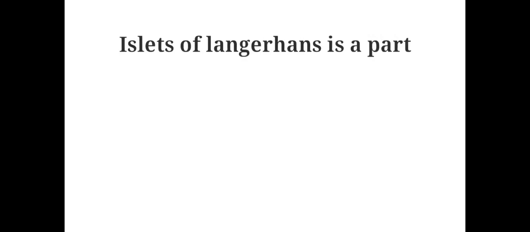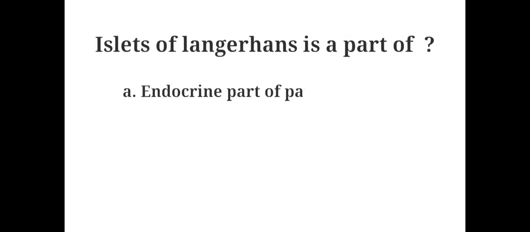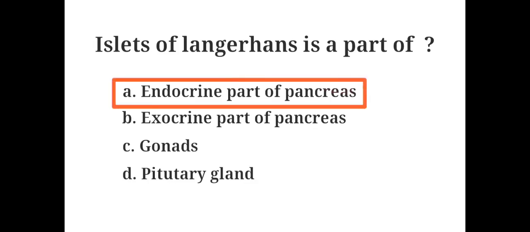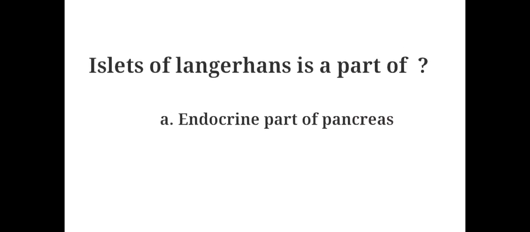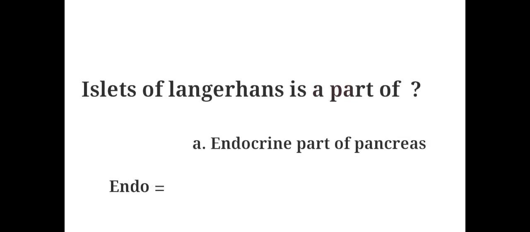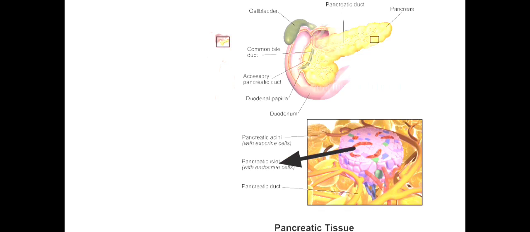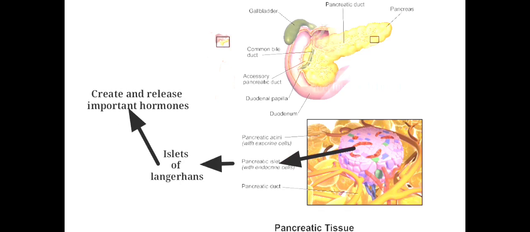Islets of Langerhans is a part of A. Endocrine part of pancreas, B. Exocrine part of pancreas, C. Gonads, D. Pituitary gland. And the answer is A. Endocrine part of pancreas. Islets of Langerhans is a part of endocrine part of pancreas. The endocrine component of the pancreas consists of islets of Langerhans that create and release important hormones directly into the bloodstream.